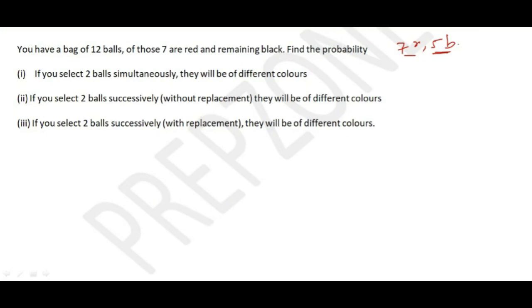It's an easy question. Let's solve this. Let me ask a couple of people who haven't answered. Okay, Muskan, can you unmute and answer this first part? Yes, sir. So 7C1 into 5C1 upon total we have 12 balls, so 12C2. Very good. This is the answer to the first question. Because you're choosing the ball simultaneously, you choose 1 red, 1 black, and total is 12C2. Very good.